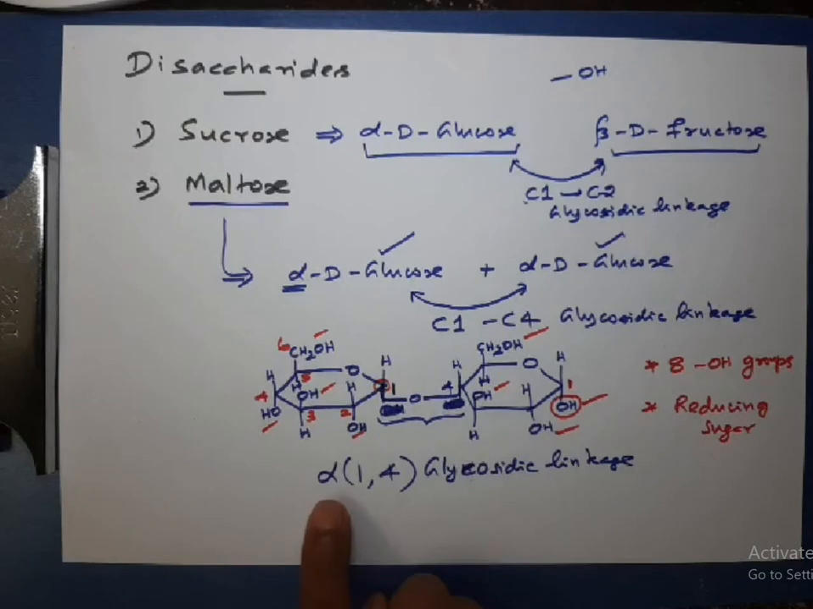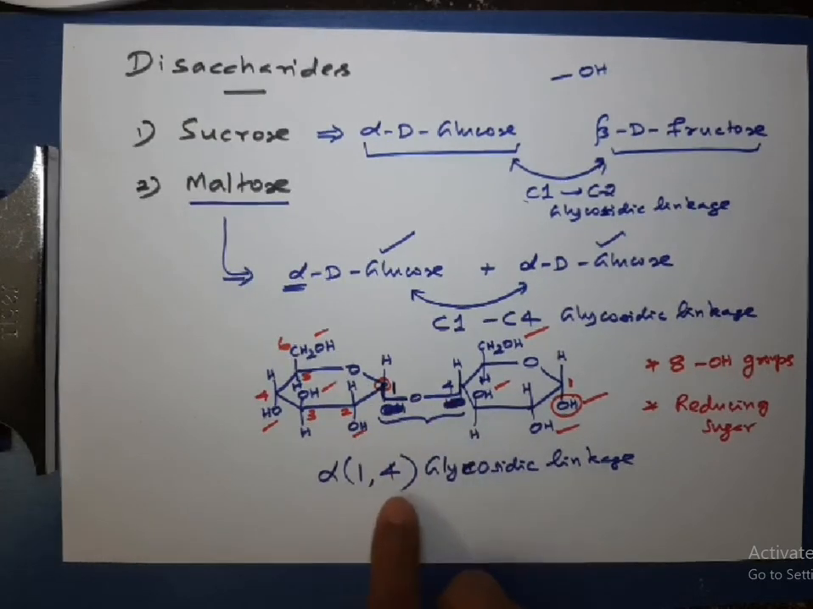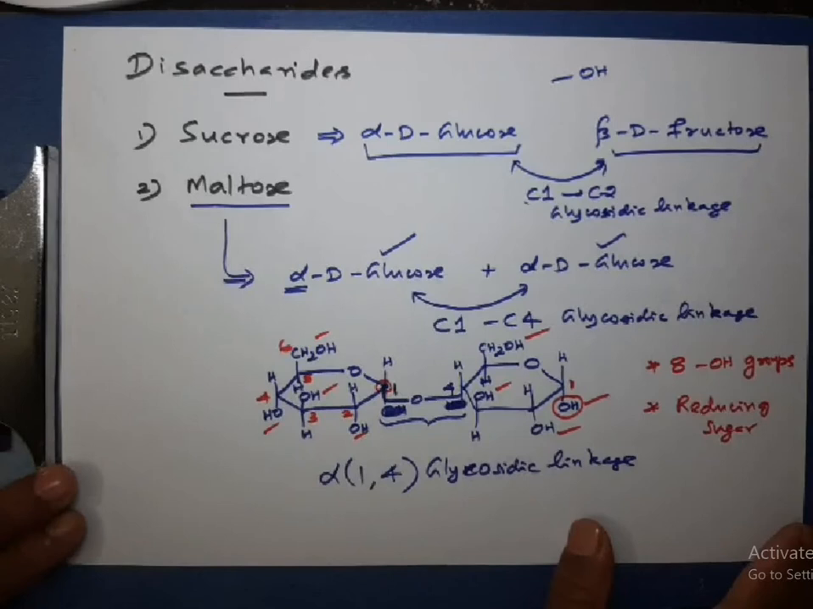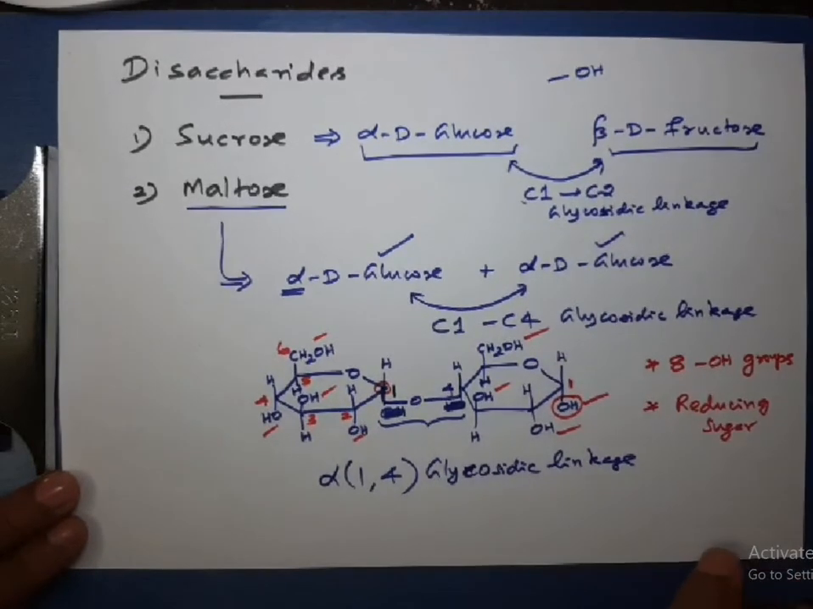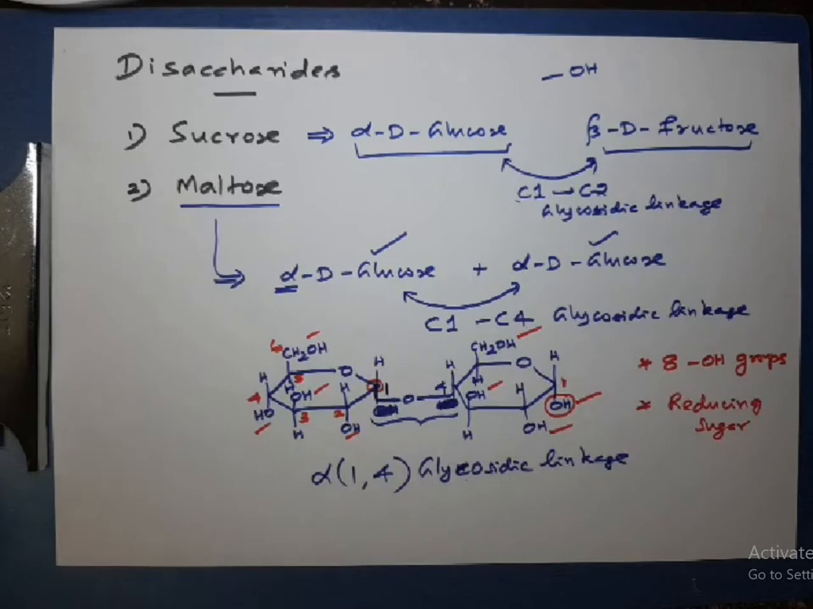And what's the linkage? The linkage is alpha linkage between carbon 1 and carbon 4. That's why I wrote it like this, alpha 1,4 glycosidic linkage. Okay, then the next sugar that we are going to discuss is lactose. Right, students, any doubt in this? Any doubt? No, sir. Yeah, right. Then the next sugar is lactose.